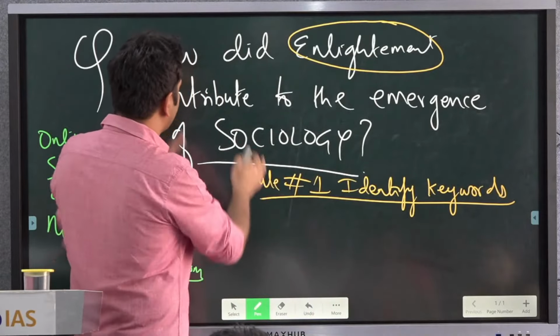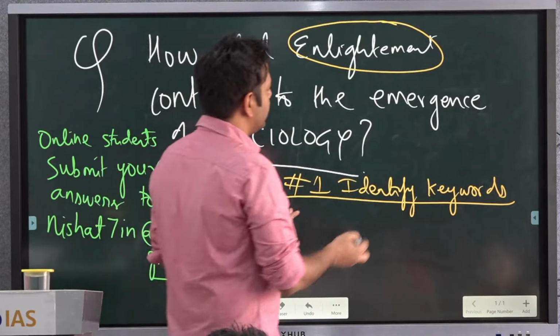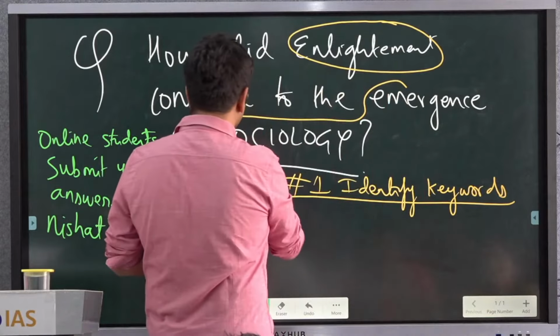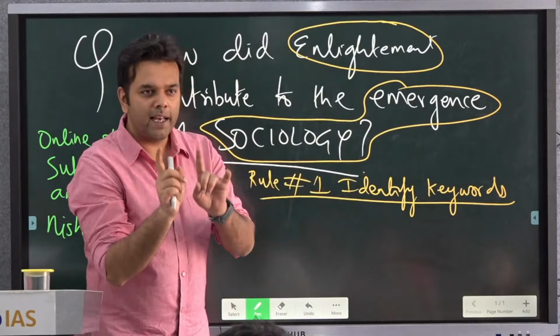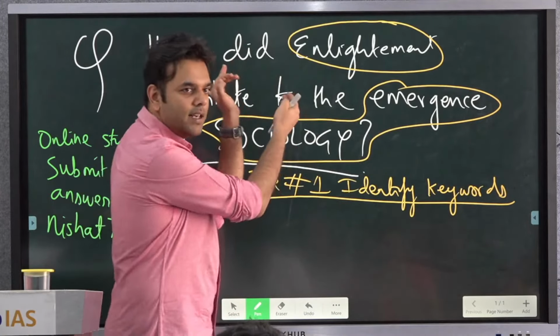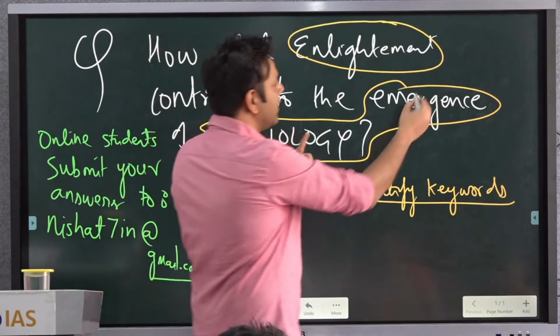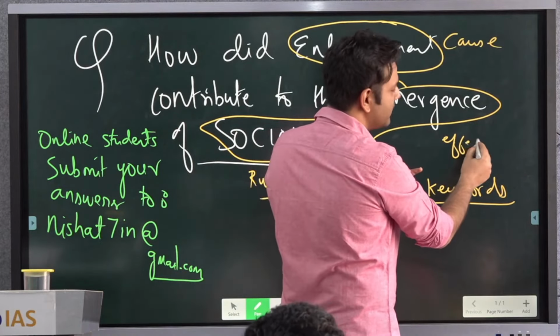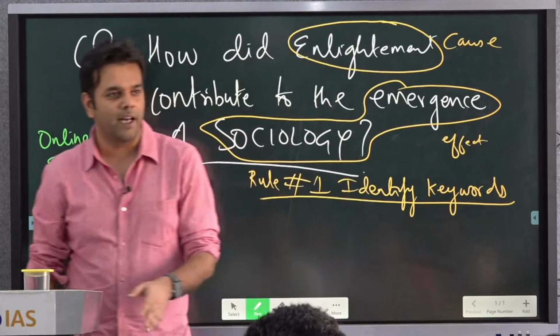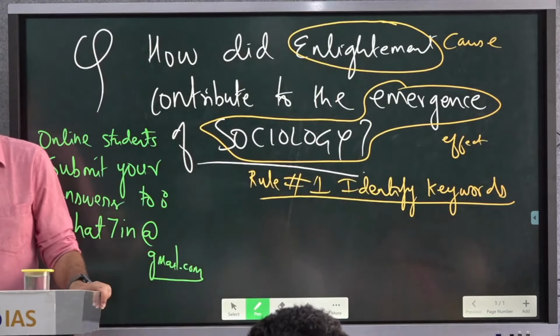Enlightenment. Contribute is not a keyword. Emergence of sociology is definitely a keyword. So enlightenment and emergence of sociology. I can see only two things in these 3 lines. So I can see cause and I can see effect. I cannot see anything else.